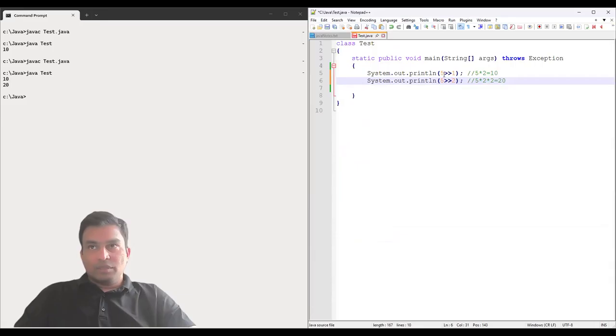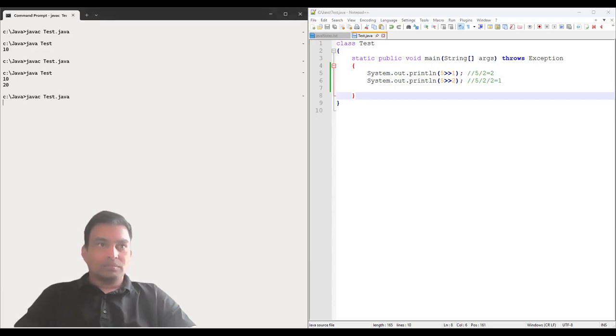So for example, 5 right shift 1 will be 5 divided by 2, and the answer is 2. And if it is 2 times, then we have to divide it 2 times, and our answer will be 1. Let's run this example. It's going to be 2 and 1.